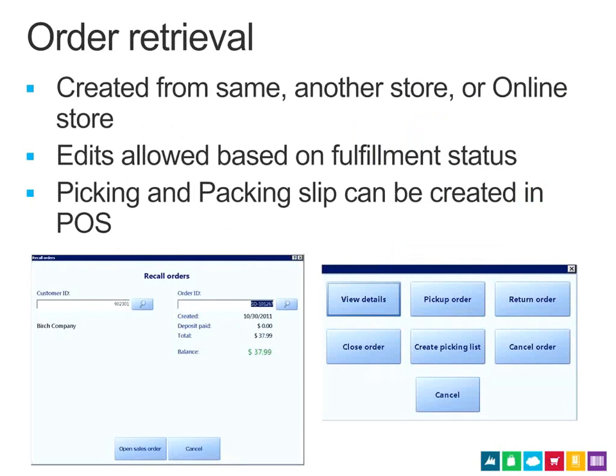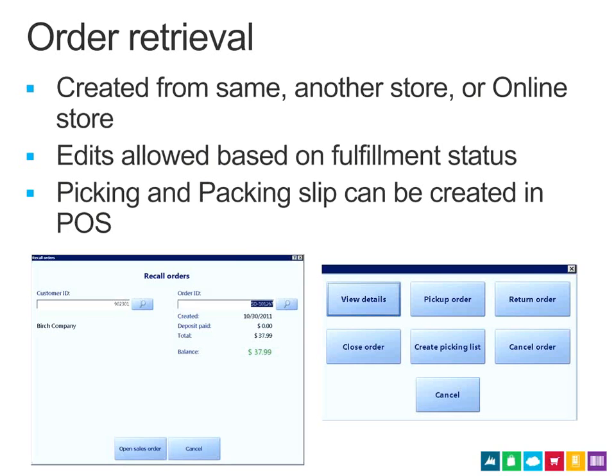From order retrieval, point of sale actually doesn't care what the source of the sales order is. So it can come from, obviously, the same store. It can come from another store. It could be an online store, or it could be created within the AX client. So in this case, a sales order is a sales order. We allow you to edit a sales order up until the point where it's either been packed or fulfilled. At that point, you can no longer modify the sales order.